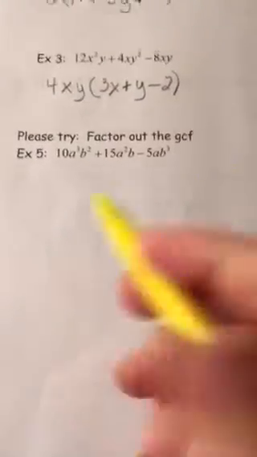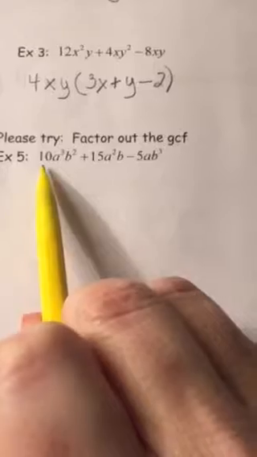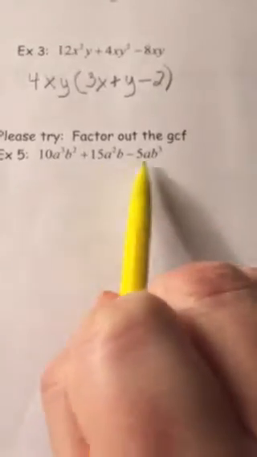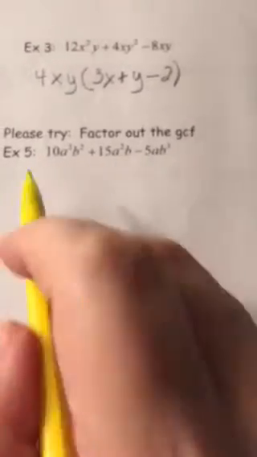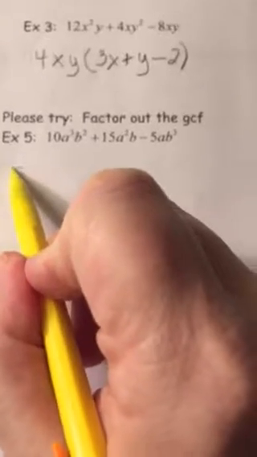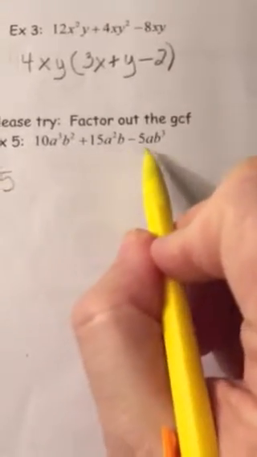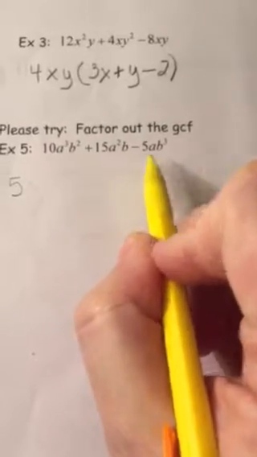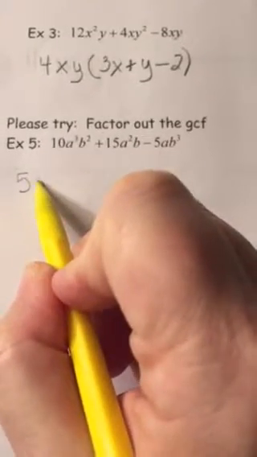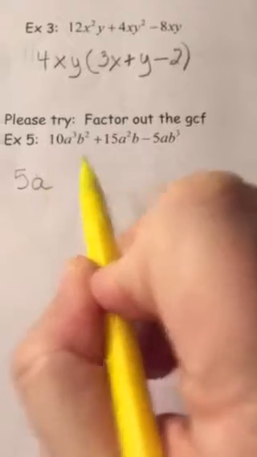Okay, so we're going to take out the biggest number we can from 10, 15, and 5, and the biggest number that they all have in common is a 5. Now let's look at the variables. I have an a cubed, a squared, and an a. So everybody has an a, so I take out the smallest exponent, which is a to the first.